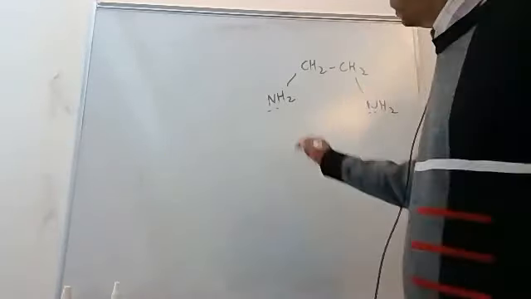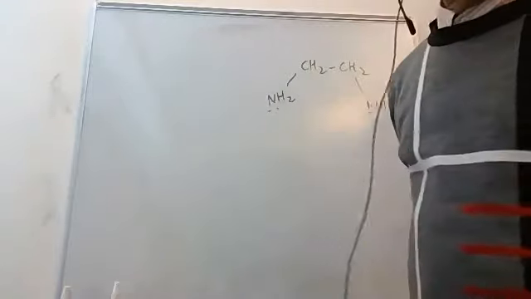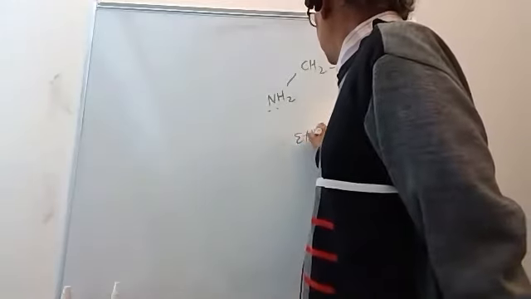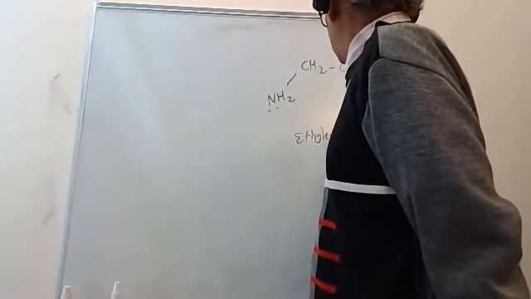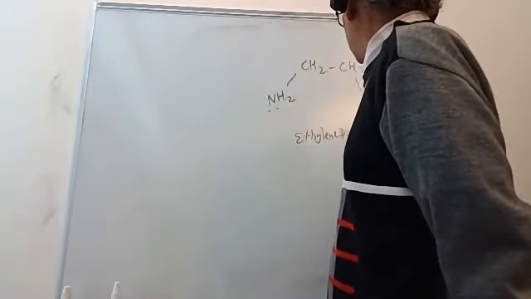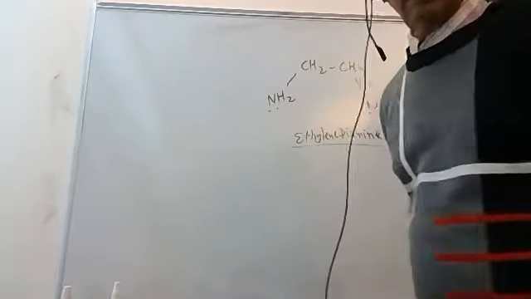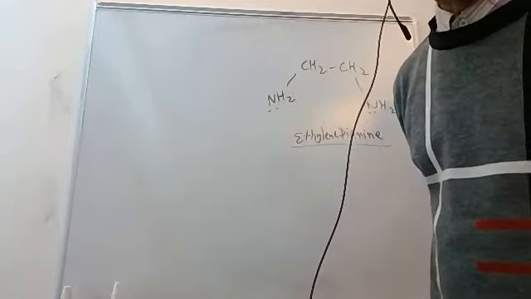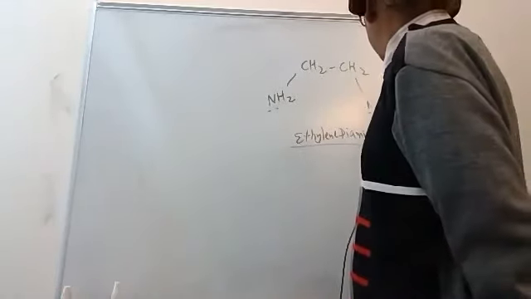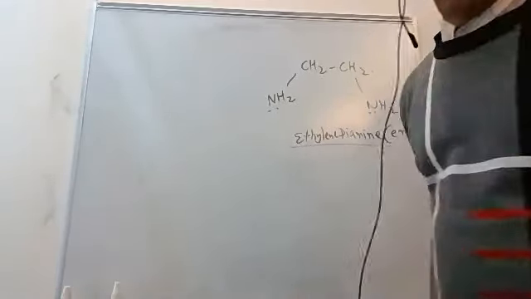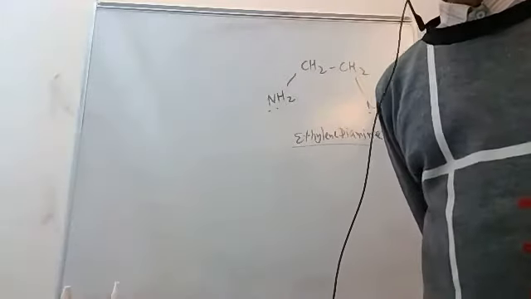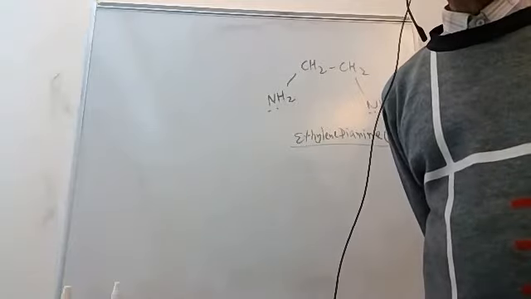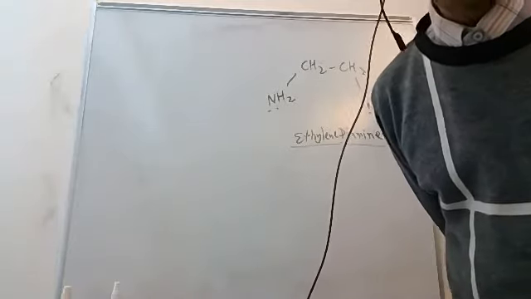So there are two amine groups and an ethyl group in the middle. So this is called ethylene diamine. In coordination complexes, we don't write the name as ethylene diamine, but we just use the abbreviation EN. So whenever you see EN as a part of a ligand, what they're talking about is ethylene diamine.